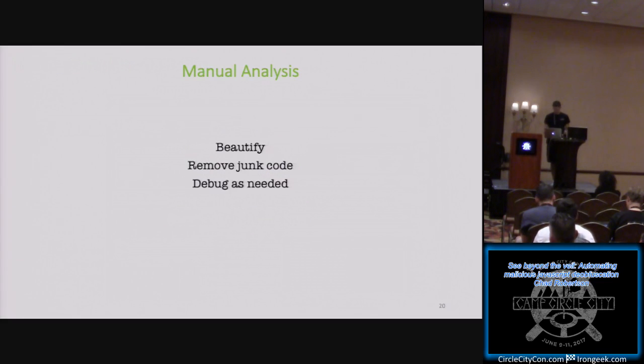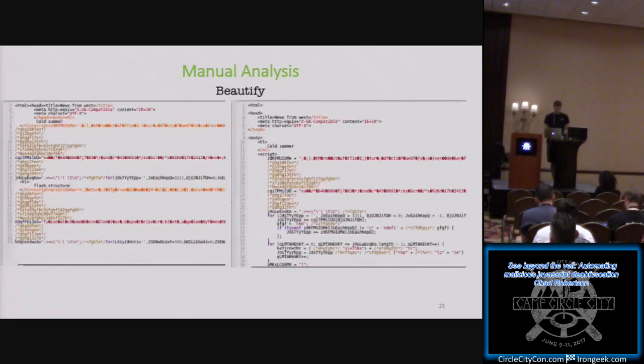Okay, so manual analysis. It's always best to start with beautifying. I always beautify because it's usually a big chunk of junk that has to be cleaned up. Then remove junk code and then debug as needed. We'll go through each one of those. The beautifying step: start out with what's on the left, run it through just an online beautifier, and it turns into what's on the right.